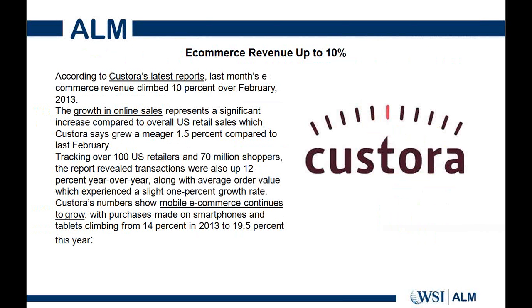Great. So the next news was with regards to overall e-commerce revenue for merchants. So Costora is a company that basically produces intelligent information and reporting and competitive intelligence with regards to e-commerce and online marketing in general. What they do is that they basically track about 100 US retailers, large retailers, and about 70 million shoppers, and then they try and estimate trends as far as e-commerce revenue is concerned.